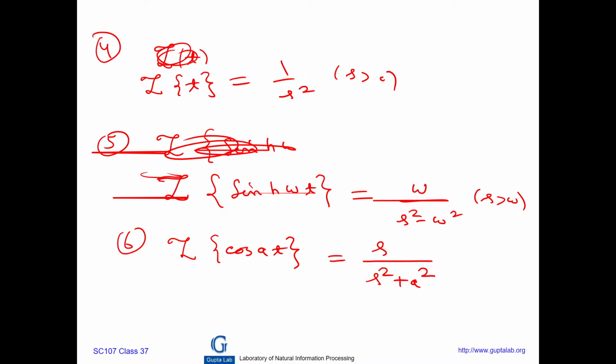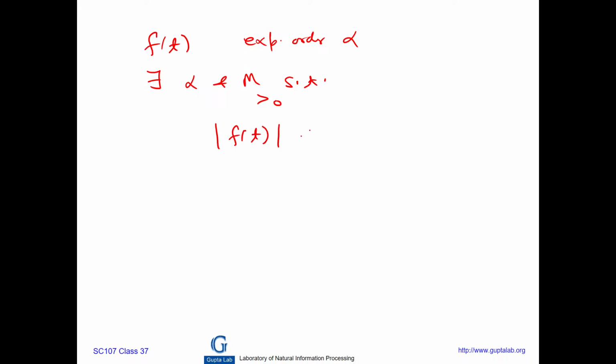A function f of t is said to be of exponential order alpha if there exist constants alpha and M, with M positive, such that the absolute value of f of t is less than or equal to a constant times e raised to power alpha t, where t is non-negative, that is, M times e raised to power alpha t. If we can do this, then we say that the function is of exponential order, और ये condition बहुत important है.